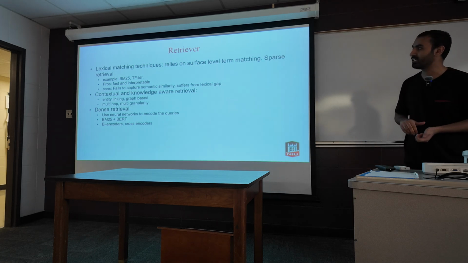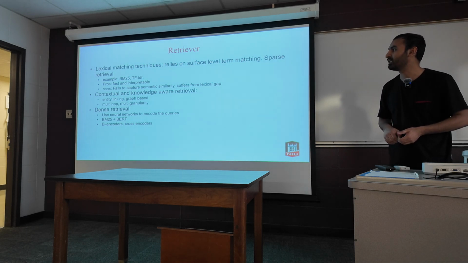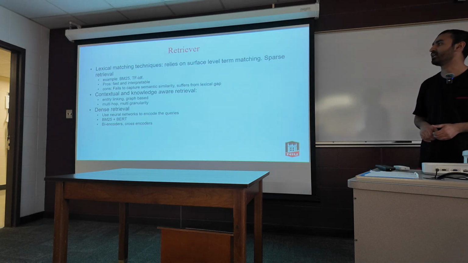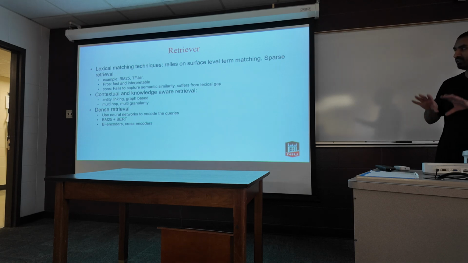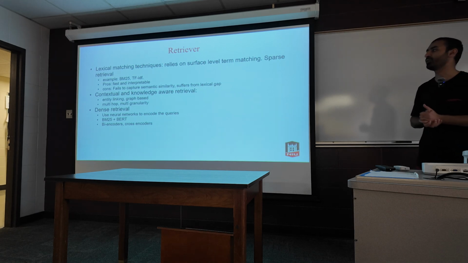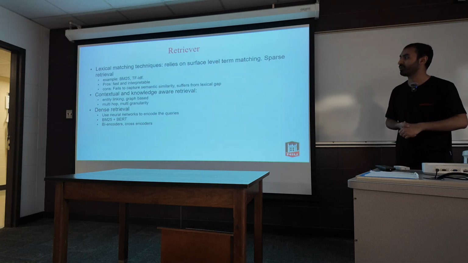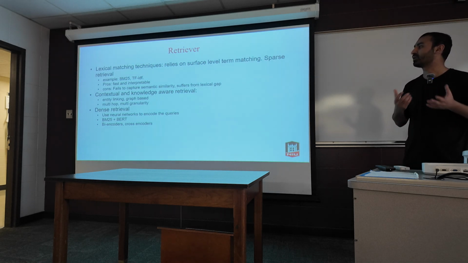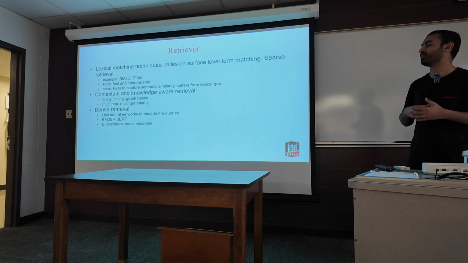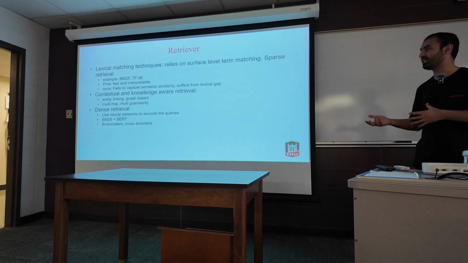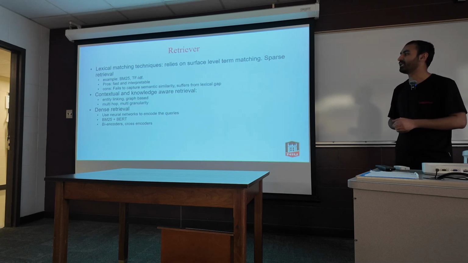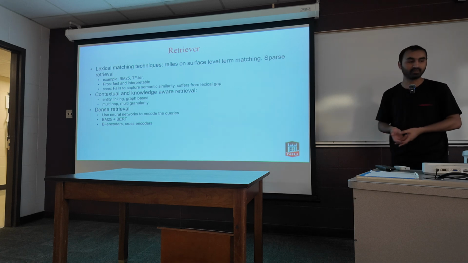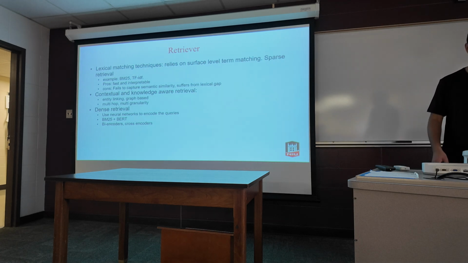There is another approach called contextual and knowledge aware retrieval. This is more about linking or graph based multi-hop, multi-granularity systems, so it's a knowledge aware retrieval system. And another popular thing is dense retrieval. This uses neural networks which encode the queries, and then based on the queries get the information from the retrieval system. BERT, bi-encoders, cross-encoders are used for dense retrieval, and this is very popular nowadays.